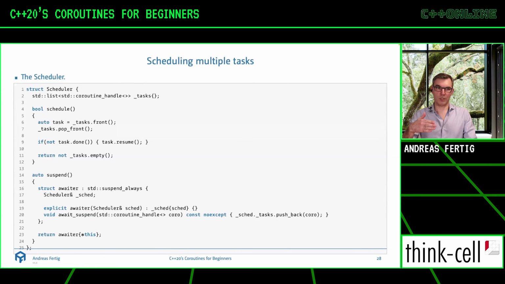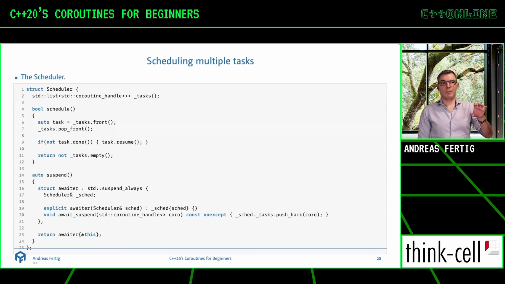Then I have this function schedule here. It pops the first element from the list, checks whether this is done or not, and if not, it resumes the coroutine, and as a result, it returns whether the tasks list at this point is empty or not. So are there more tasks to be scheduled?